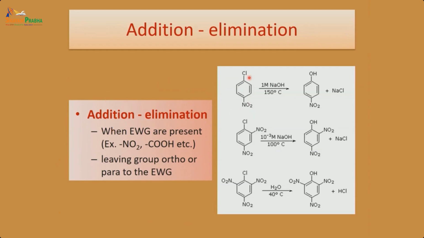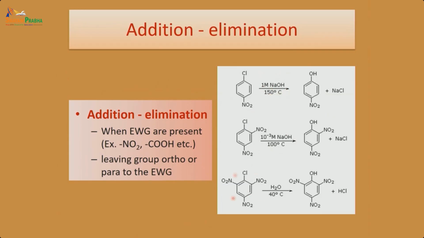We do know para-chloronitrobenzene, when treated with 1 molar sodium hydroxide at 150 degrees centigrade, does give a phenolic compound. This reaction occurs but under very high temperature and a very strong base. The system has only one electron withdrawing group, that is the nitro group. If we take two nitro groups in the same aromatic ring, this substitution reaction occurs at a lower concentration of sodium hydroxide, that is 1000 times lower concentration, and the temperature is also 50 degrees lower. So this is not a very harsh condition like the previous one.